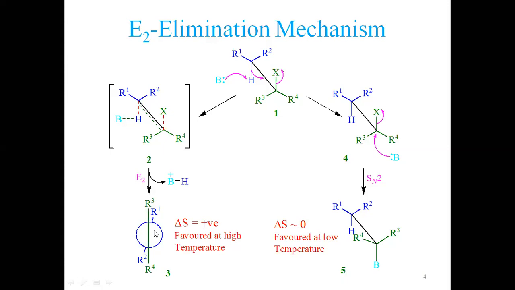If it is more negative, it means this is thermodynamically more suitable. So that's why I have presented it shall be favored at high temperature. If entropy is increasing by increase in temperature, then this reaction shall be favored at thermodynamic condition. Meaning if we are doing this reaction at high temperature, then elimination shall be favored.